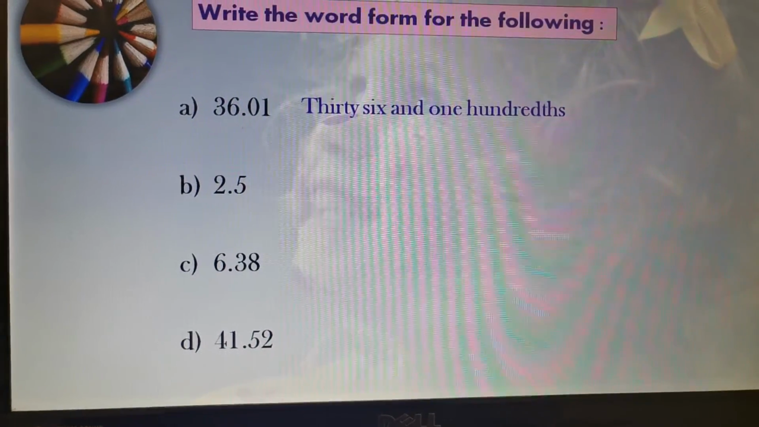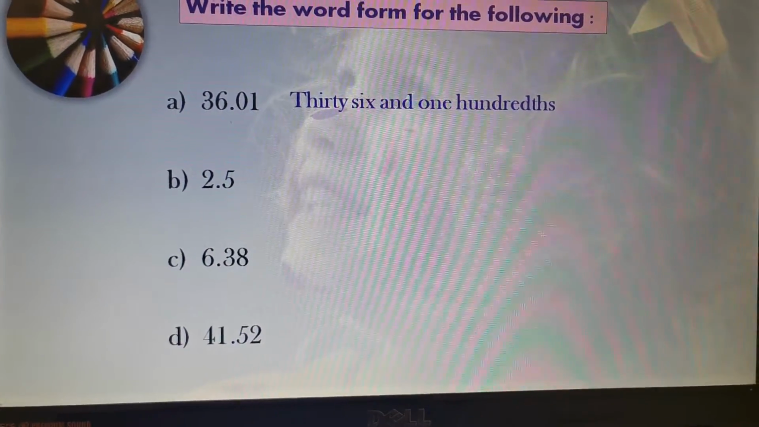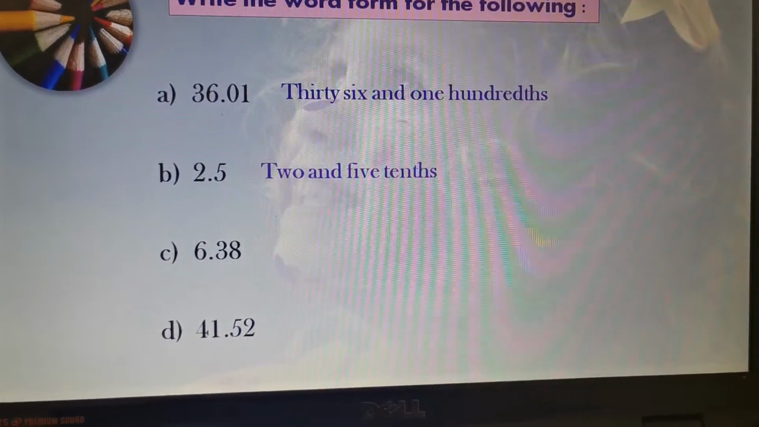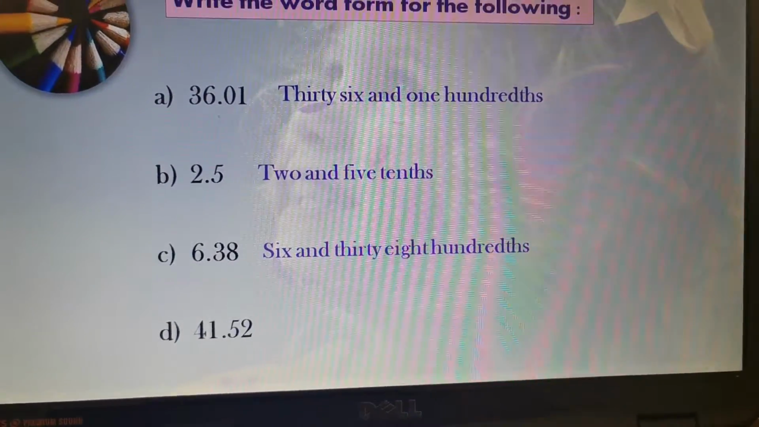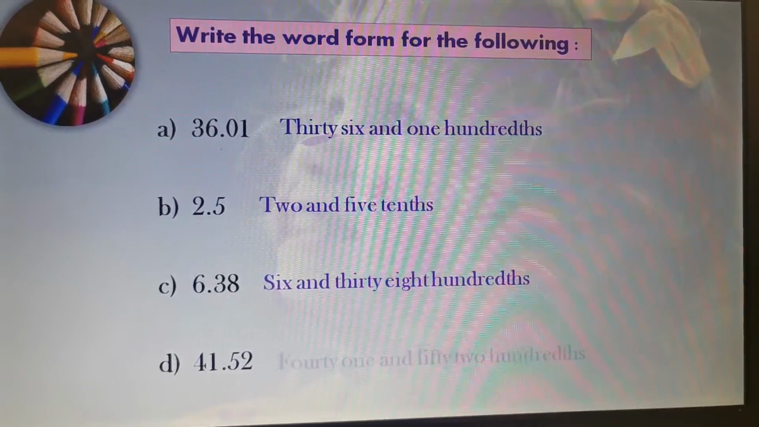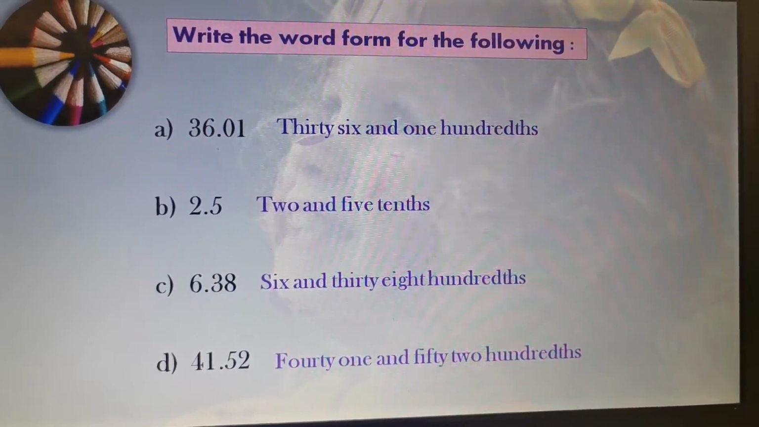Now, let's check. 36 and 1 hundredth, 2 and 5 tenths, 6 and 38 hundredths, 41 and 52 hundredths. Amazing.